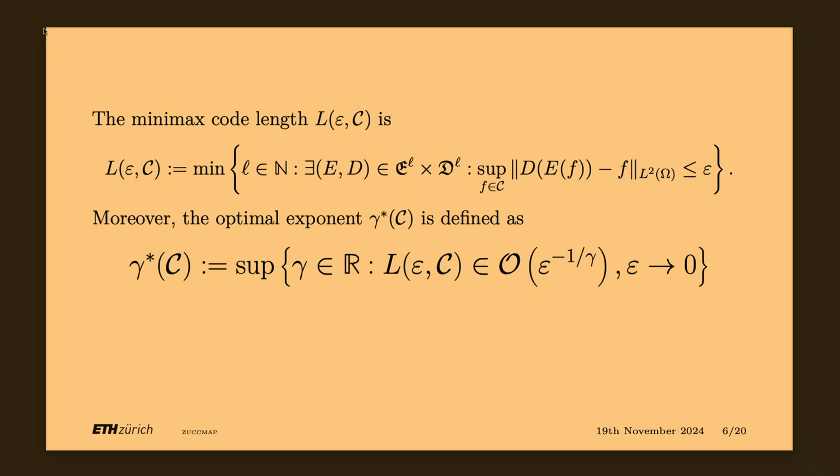The first one is the min-max code length, which simply describes what I said. It is the minimum length L of a bit string in order to guarantee the existence of an encoder-decoder pair that realizes a certain error. So for that L, we will always have an encoder-decoder pair that realizes uniform error epsilon on our function class. And now we also ask ourselves, how does this scale to infinity as the error goes to 0? And this is described by the optimal exponent gamma star, which can also be seen as describing the complexity of our function class C.